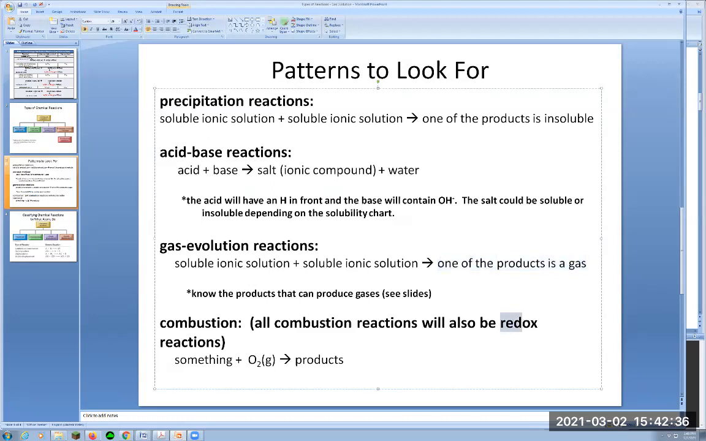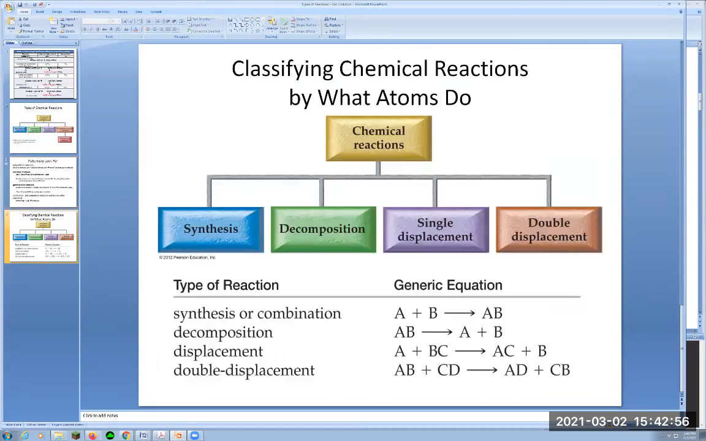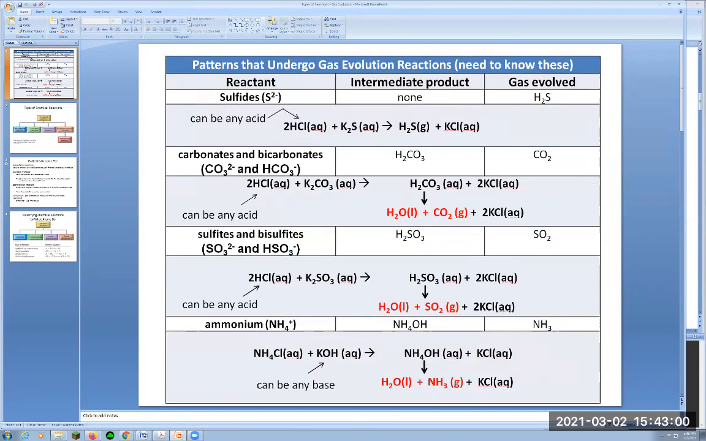And combustion reactions, which are redox reactions, oxidation reduction reactions, it's when you have something that is burned with oxygen from the air, and then the product will differ. But for example, when you're burning something that contains carbon and hydrogen, you will produce carbon dioxide and water. So I want you to explore all of that. And this first slide here is for the gas evolution reactions in particular.